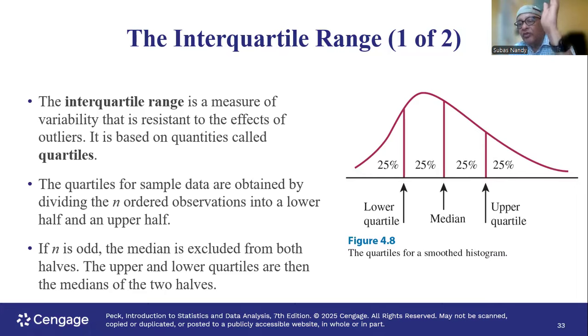So the first quartile is the lower quartile. The median is the 50th percentile, 50% below it, 50% above it. And the upper quartile, 75% below it, 25% above it.